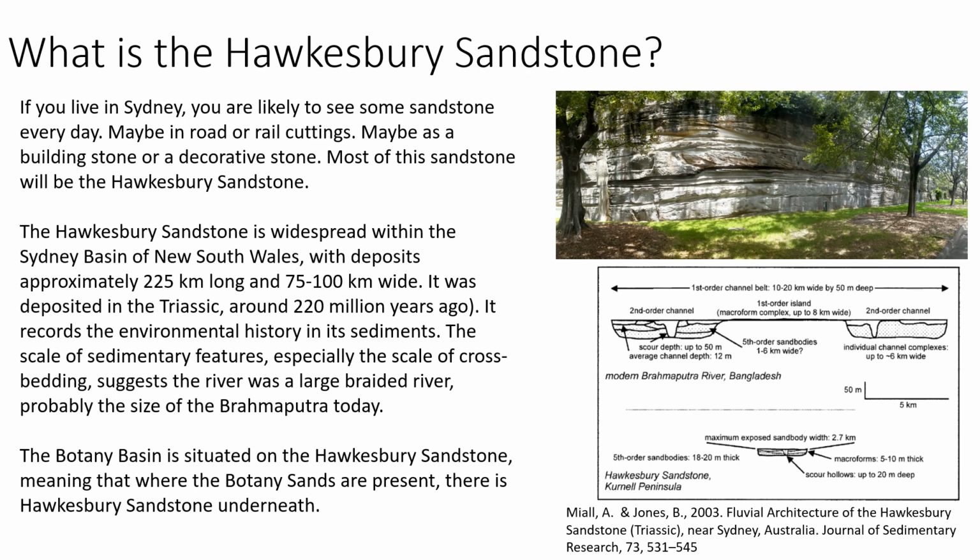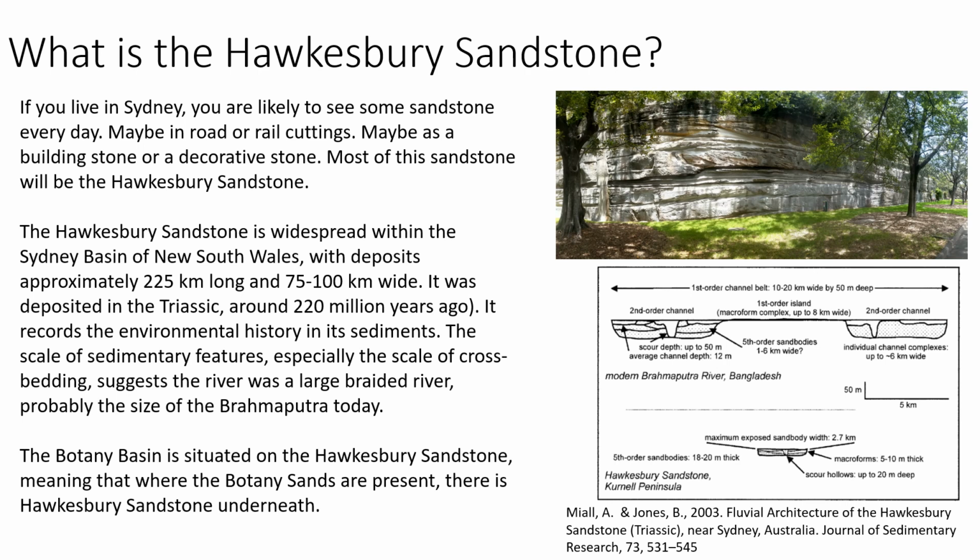The Hawkesbury Sandstone records the environmental history in its sediments, in the same way that the more recent Botany sands also record a recent environmental history in their sediments. For the Triassic Age Hawkesbury Sandstone, it's the scale of the sedimentary features, and especially the scale of the cross-bedding, that suggests the river was a large braided river, probably the size of the Brahmaputra today.